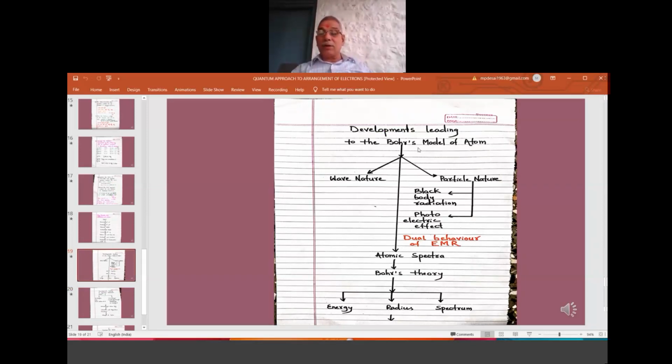For that, we took the help of Maxwell's wave nature. And to understand particle nature, we took the help of black body radiation and the photoelectric effect by Einstein and Max Planck.